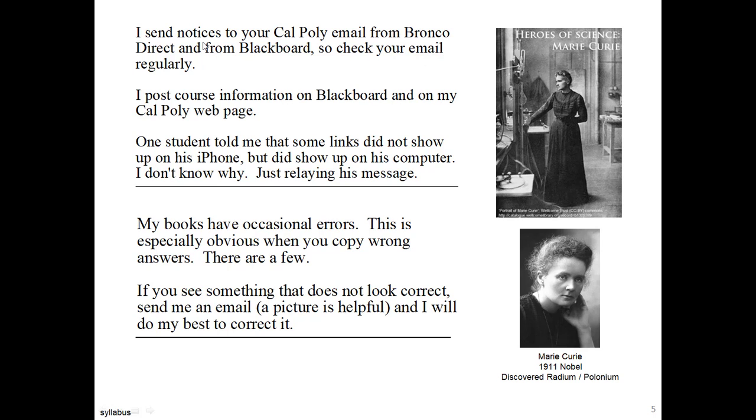So I send a lot of emails out. I usually do that through either Bronco Direct or through Blackboard. It doesn't make any difference really because it goes to your email. What it means is you have to check your email regularly in case I send you something.